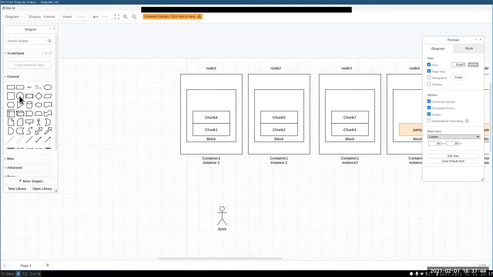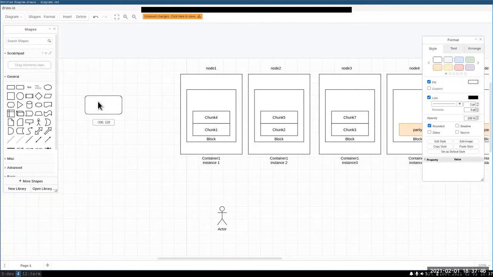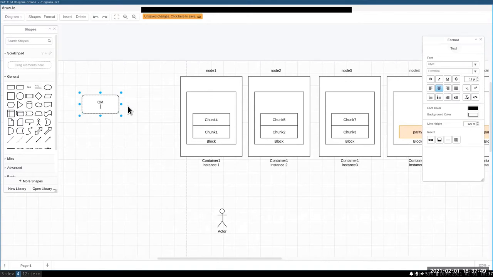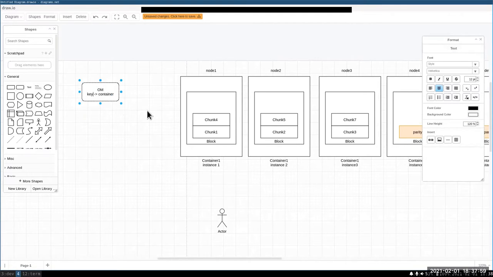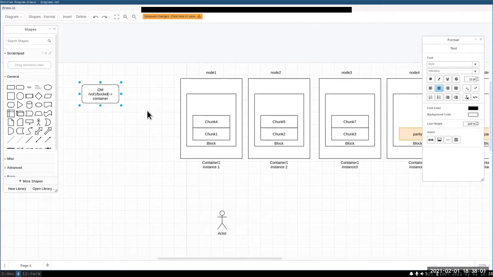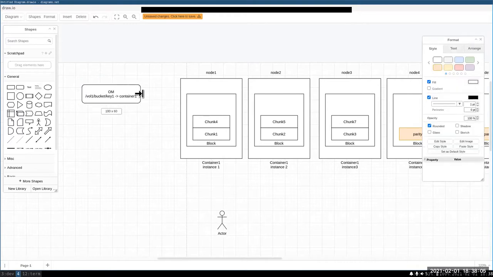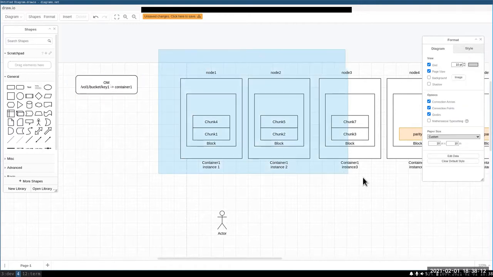So there is somewhere an Ozone manager, and in the Ozone manager we have the key to container mapping, or something like this. I can map volume one, bucket one, key one to container one. So this is exactly the same as what we have today. It's mapped to the container group, right?